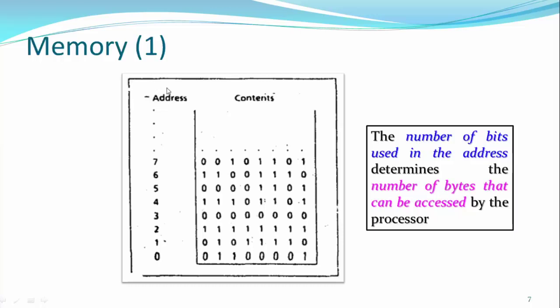And we can have up to n bits, right? So the number of bits that we are using in an address determines the number of bytes that can be accessed by the processor. So using the total number of bits in the address, your computer can simply calculate how big a memory size you have, or how much memory can be accessed by the processor. Is that clear to everyone?